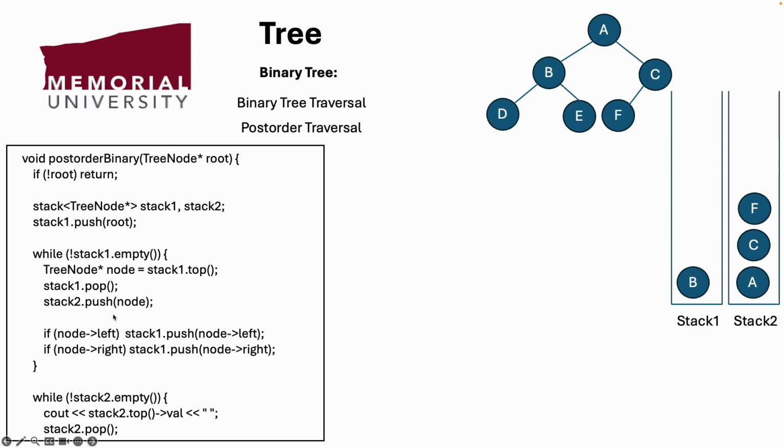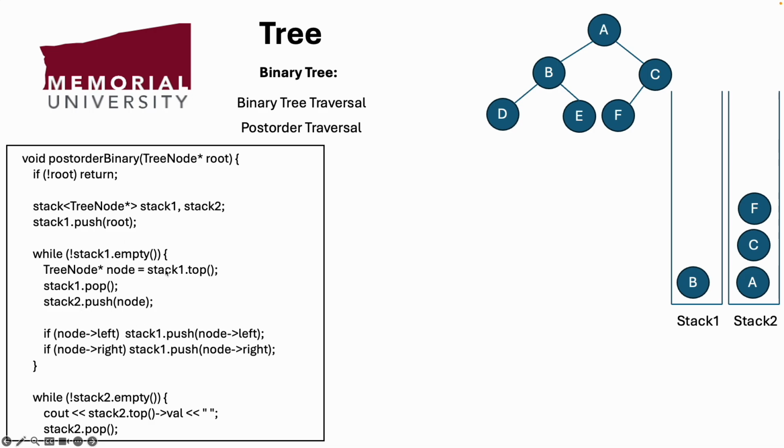Now let's check F, whether it has children or not. F is a leaf node. It doesn't have any children, so it won't apply for this 2 length code. And let's check stack 1. Stack 1 is still not empty, and the while loop keeps going.